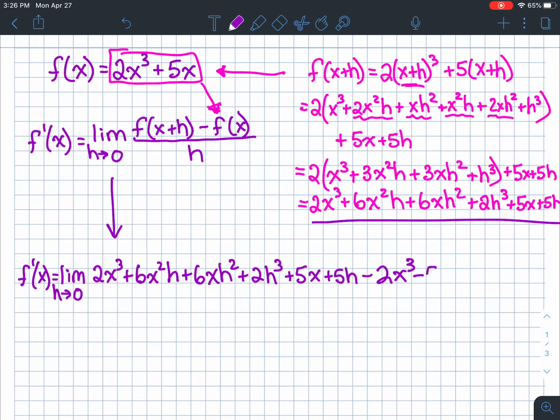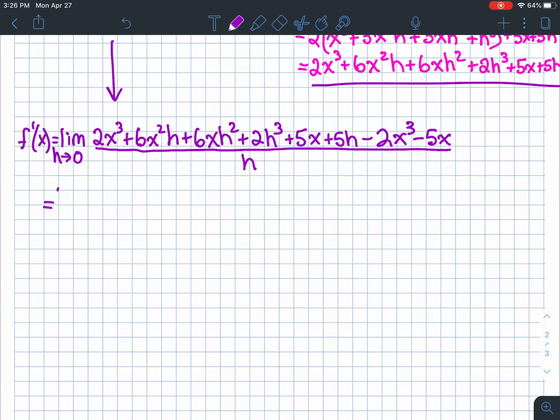and I'm going to put that as a minus 5x because, you know what I'm saying? If I had a minus sign in front of that, it's going to turn the 5x negative. Everything's divided by h. Okay, whew, this is a tricky one.